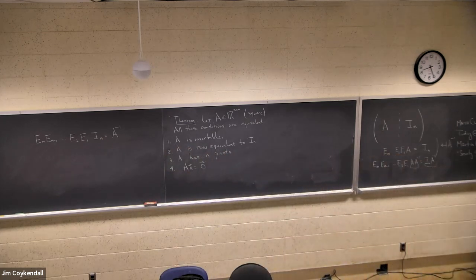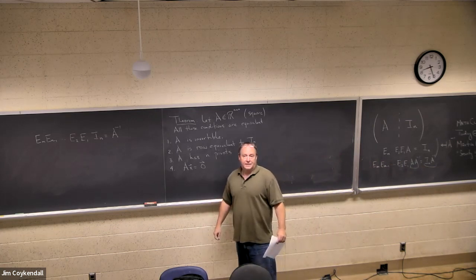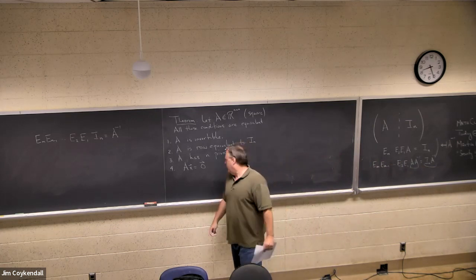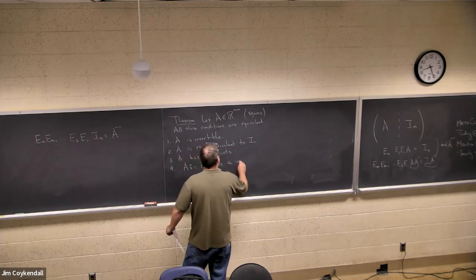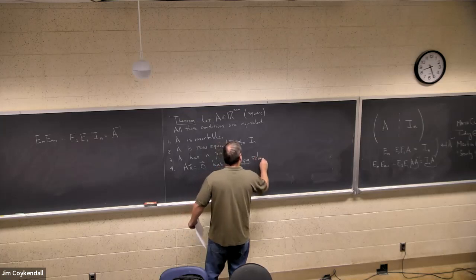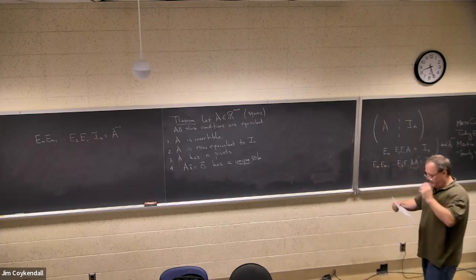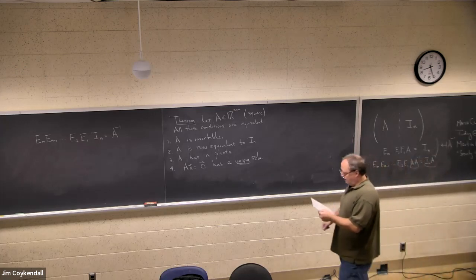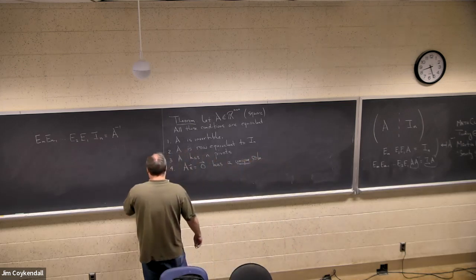If every column is a pivot column, what can you say about the solution to the homogeneous equation? Yes, that's right. AX equals 0 has a unique solution. So there's only one solution to the homogeneous equation. That's another way to put the matrix being invertible.